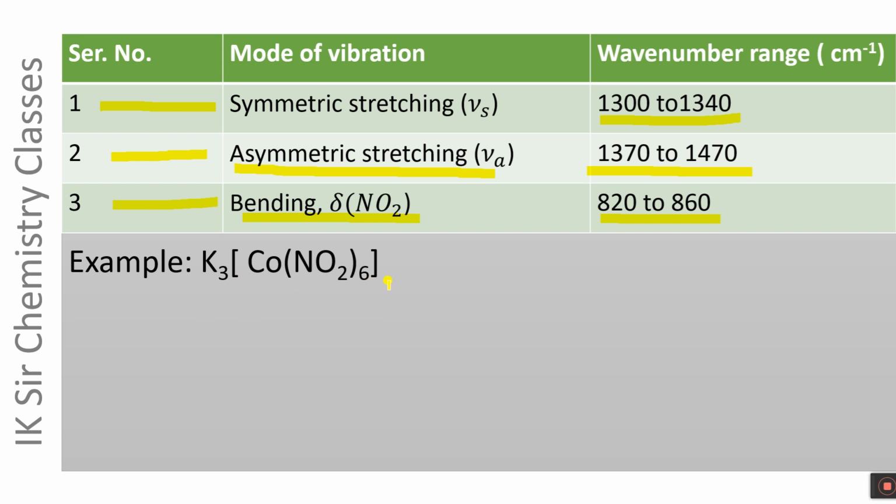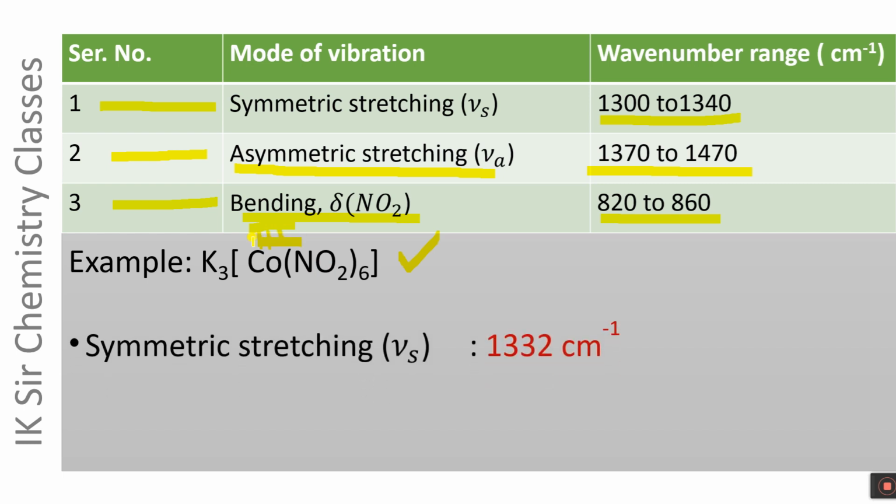K3[Co(NO2)6] is a nitro complex in which the NO2 minus ion is coordinated to the cobalt 3 plus ion through its nitrogen atom. It exhibits three absorption bands, one due to symmetric stretching at 1332 cm^-1, which falls in this range.